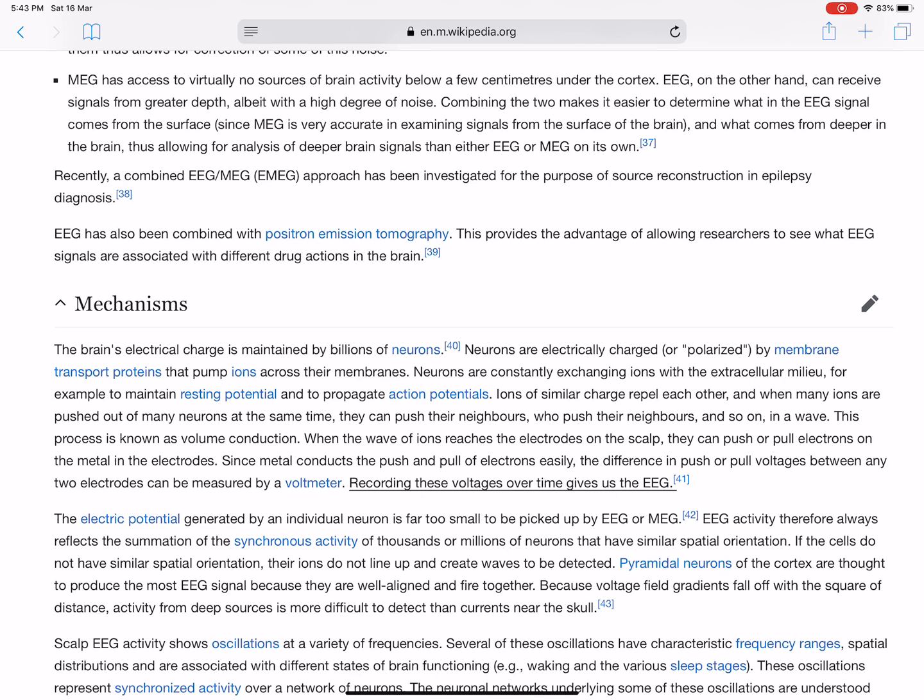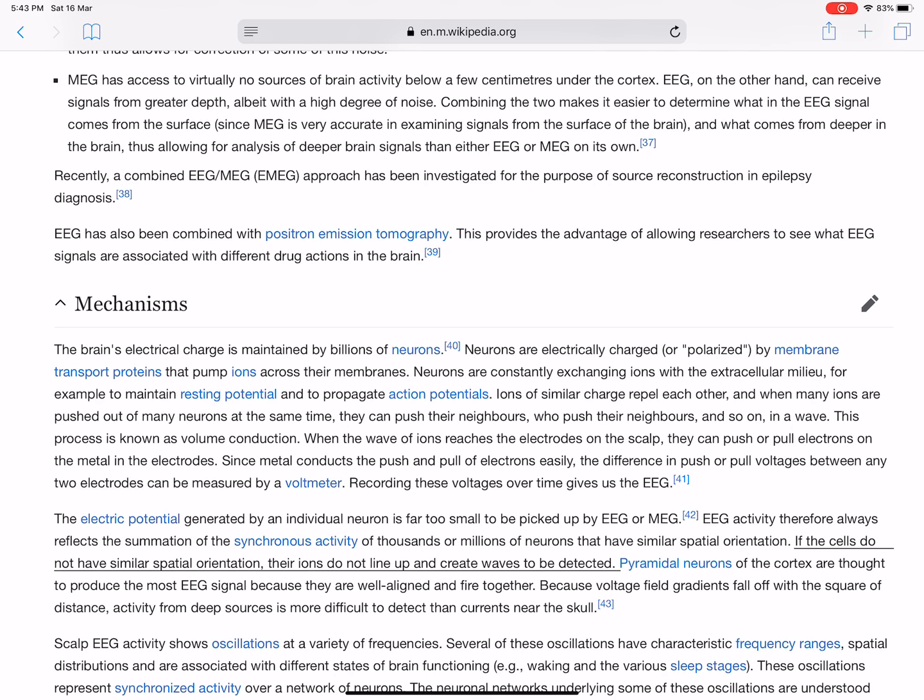The electric potential generated by an individual neuron is far too small to be picked up by EEG or MEG. EEG activity therefore always reflects the summation of the synchronous activity of thousands or millions of neurons that have similar spatial orientation. If the cells do not have similar spatial orientation, their ions do not line up and create waves to be detected.